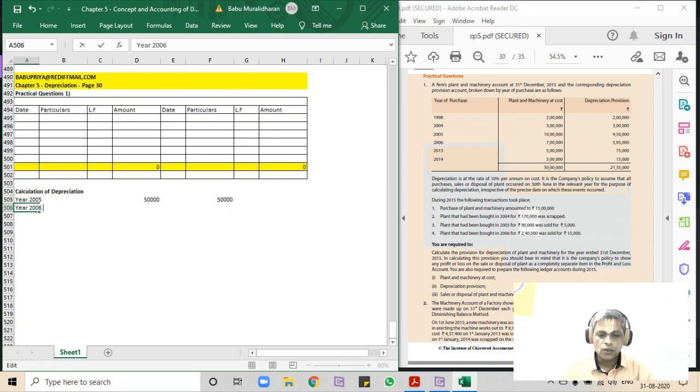Year 2006, total cost is 7 lakhs, out of which 2,40,000 worth of plant has been sold. Balance 4,60,000 worth of plant is still there. 2,40,000 into 10 percentage into 50 percentage, because the plant has been sold. Assume that the plant has been sold in the middle of the year, 30th June. So 12,000 will be the depreciation, and in this case it will be 10 percentage, 46,000.